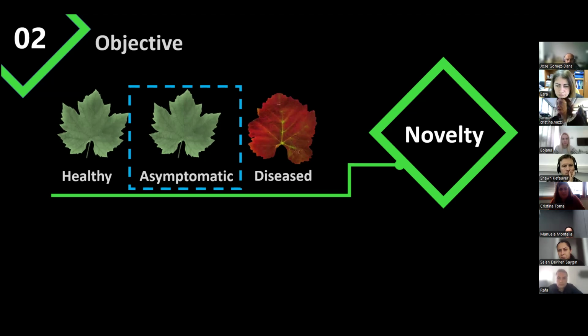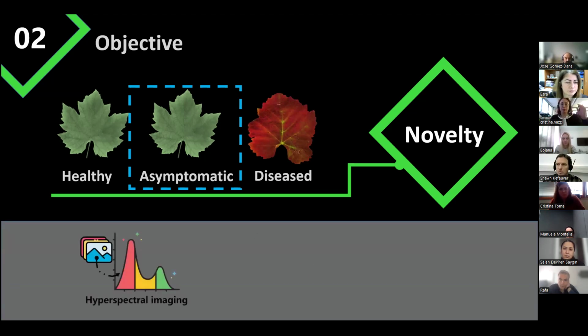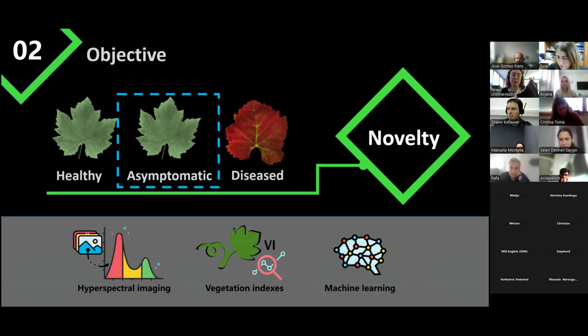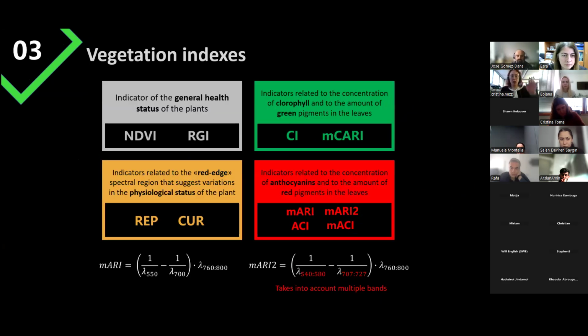And this is too bad for farmers because it's not useful for them to be sure of the presence of the disease when it's already too late. They want to know it before, so they can plan the treatments and so on. So what I've tried to do is to recognize asymptomatic samples using hyperspectral imaging combined with vegetation indexes and machine learning. I will be quick on this.